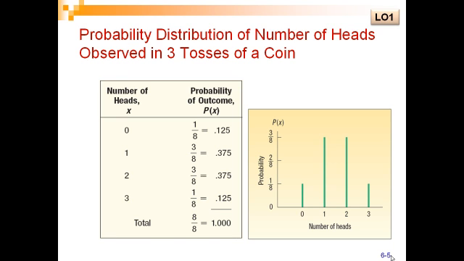Next to the table, there is a chart. The chart presents a graphical presentation of the number of heads resulting from 3 tosses of a coin and the corresponding probability. You can see here the chart of the probability distribution of the number of heads observed in 3 tosses of a coin.